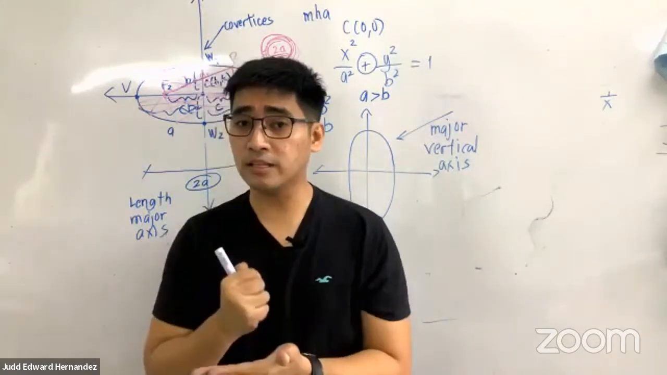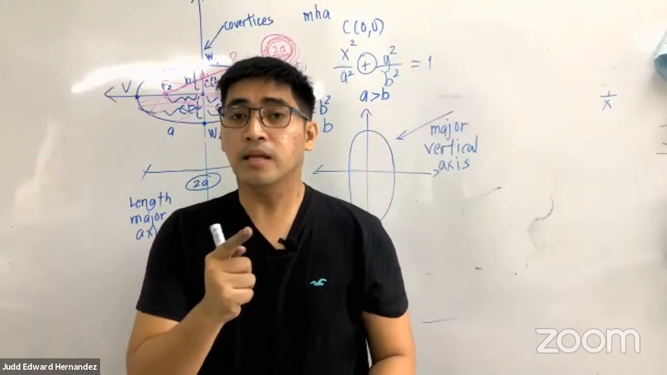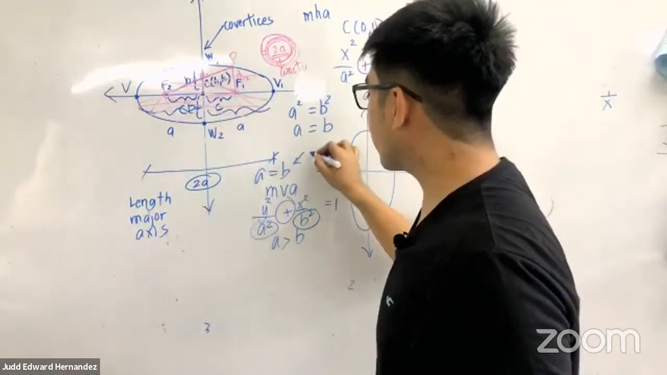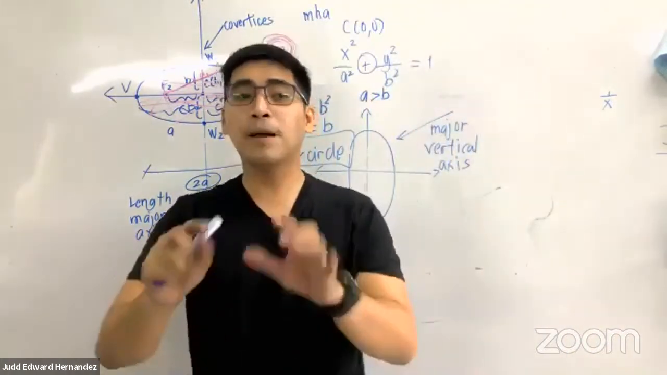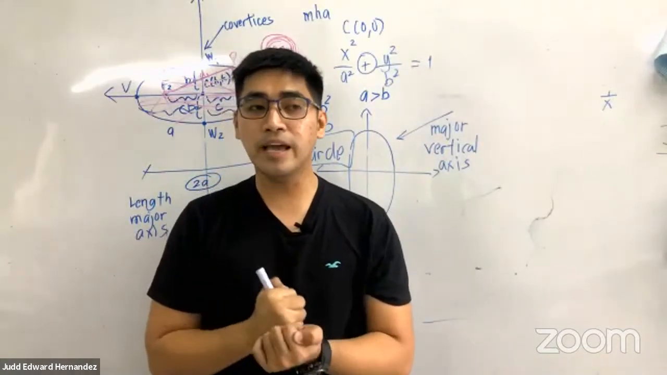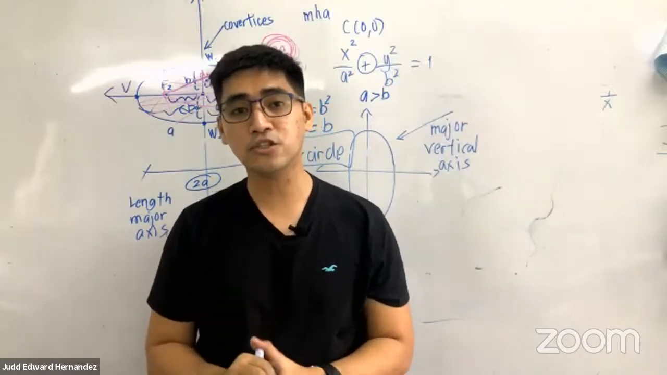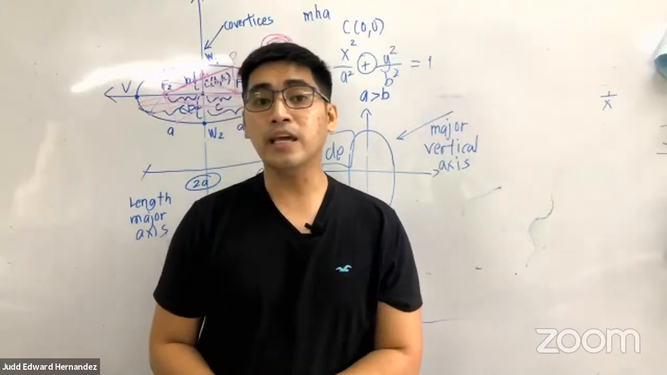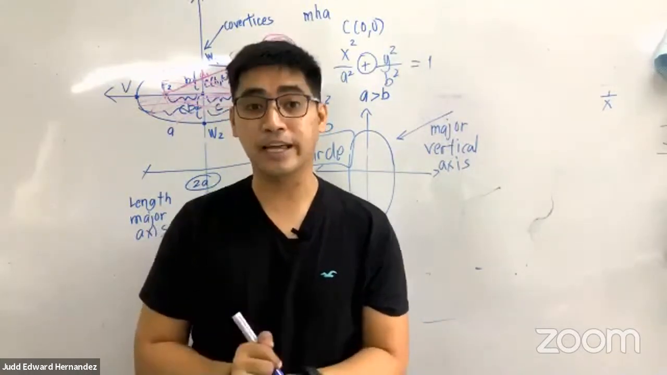So, guys, ganito itatandaan nyo. Hindi pwedeng maging equal si A saka si B. Bakit? Kasi hindi na siya ellipse. If A is equal to B, it is not anymore an ellipse. It becomes a circle. Tatandaan natin, kapag magkamuka yung denominator natin, ibig sabihin, it is not anymore an ellipse. Therefore, that conic section becomes a circle since A is equal to B. And A and B are the coefficients of x squared and y squared in the circle.